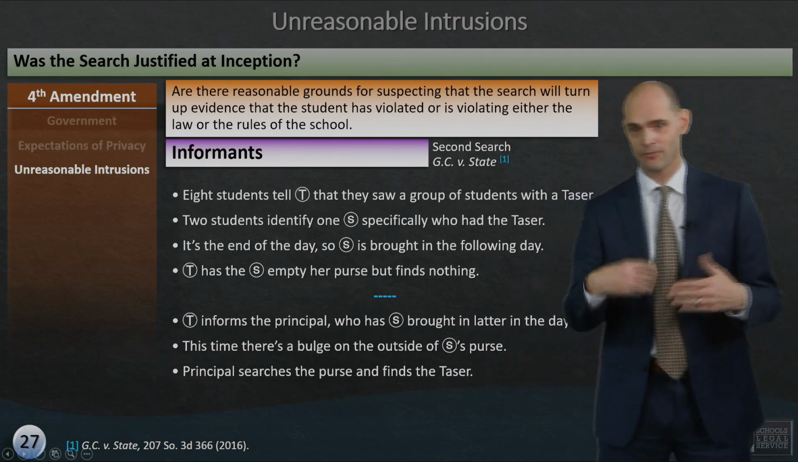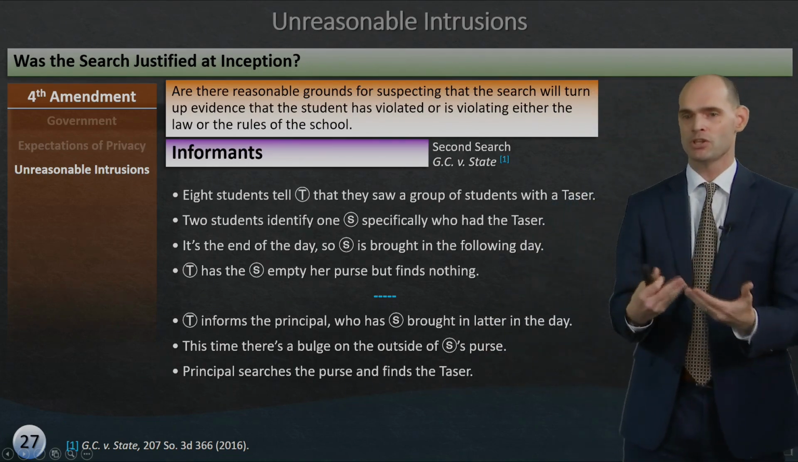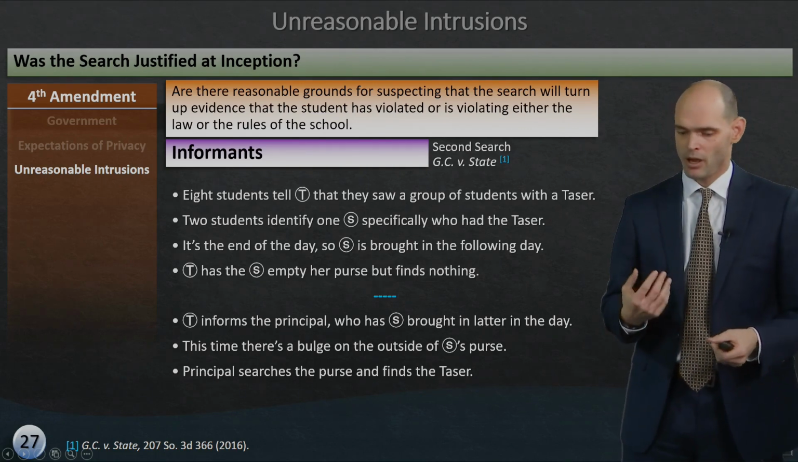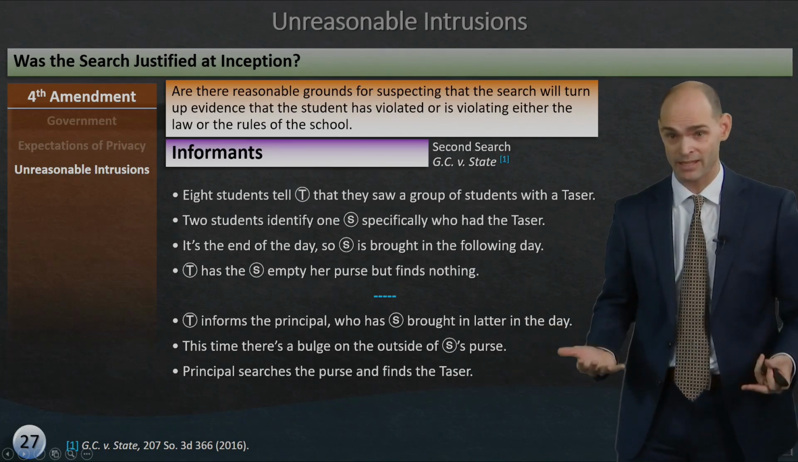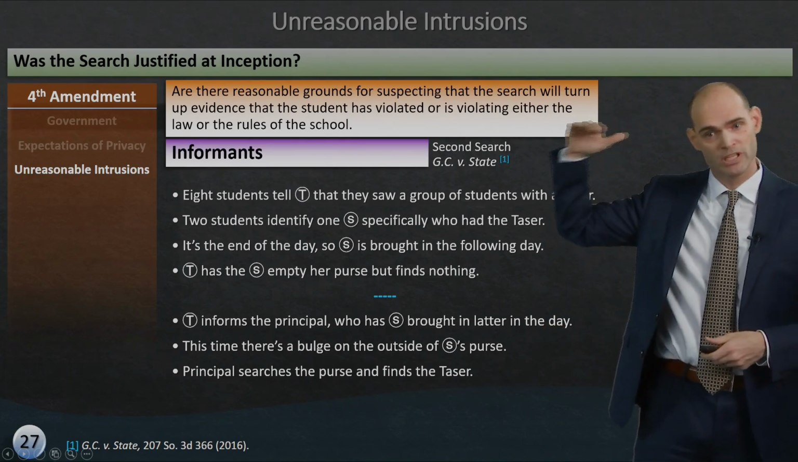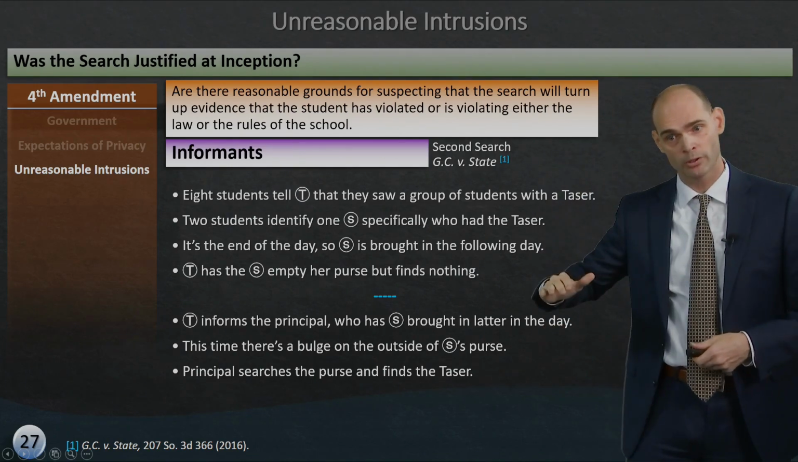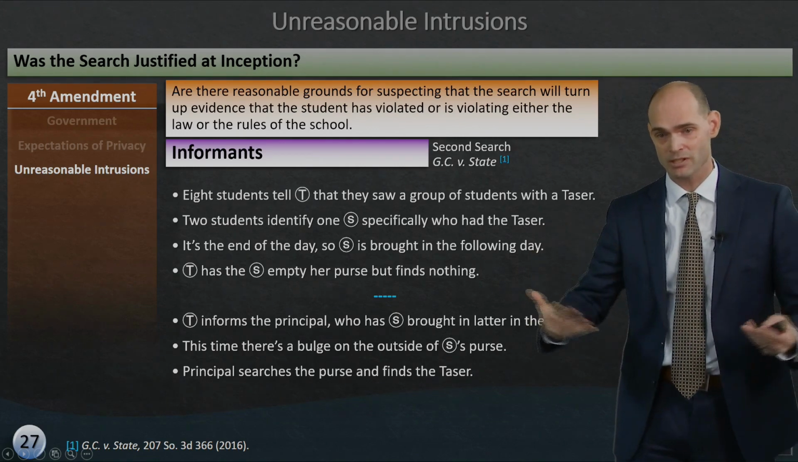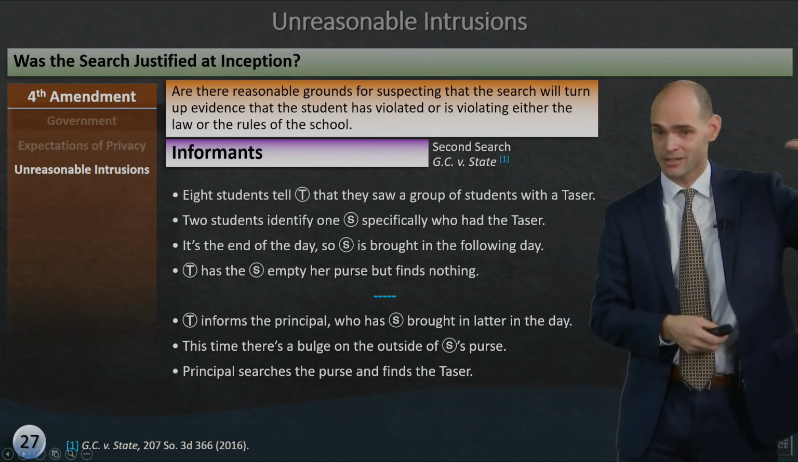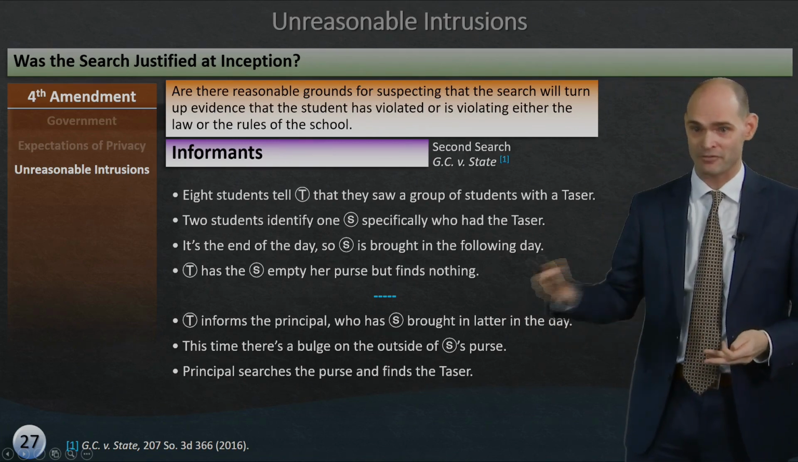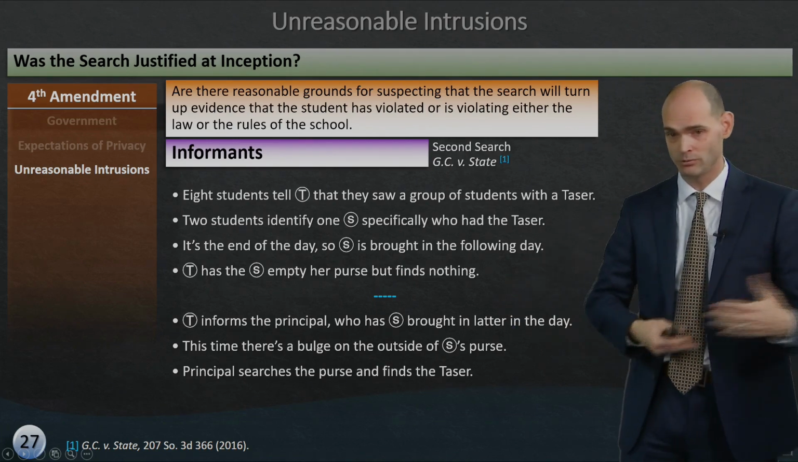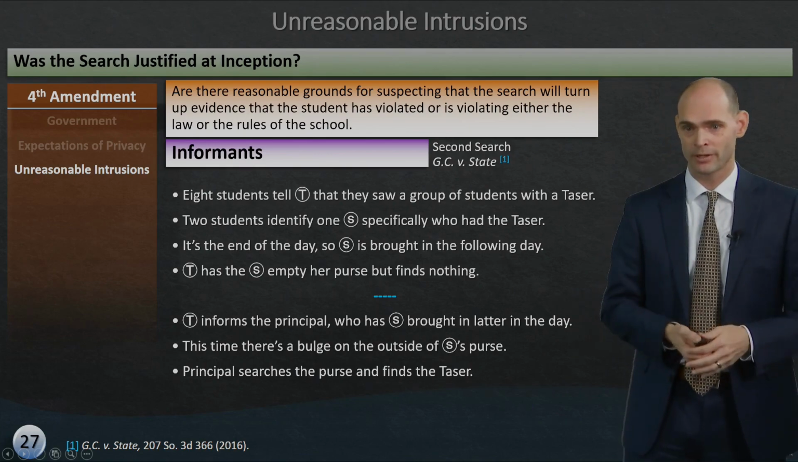And first of all, for reasons that you might imagine, obviously, if I've searched the purse already one time, and there was nothing in there, what does that do to the reasonableness of my suspicion? Well, it's going to lower it, right? It's less likely that the court is going to find that your suspicions were reasonable after that, right? Particularly since the principal was aware that the search had already been conducted.